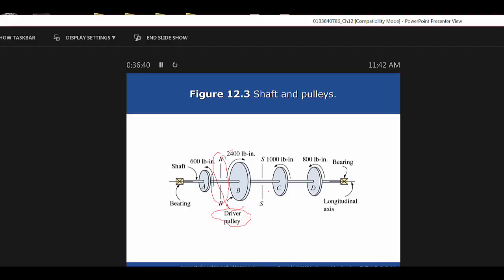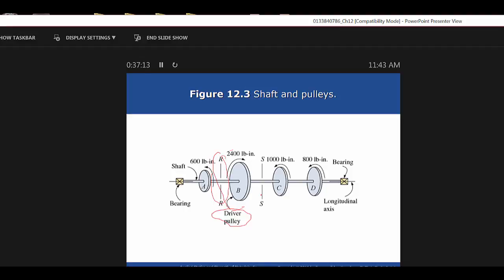So you could say, when we get done, well, actually I think we are done, the last line of that example says a similar approach results in an internal resisting torque of 800 pounds-inches between pulleys C and D, and zero torque between pulley D and the frictionless end of the bearing.